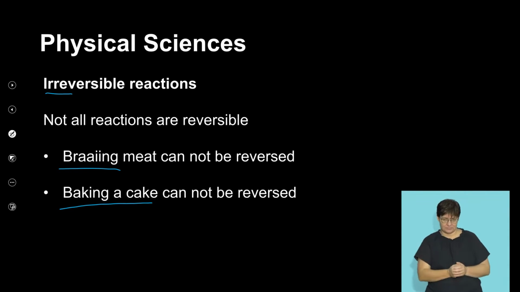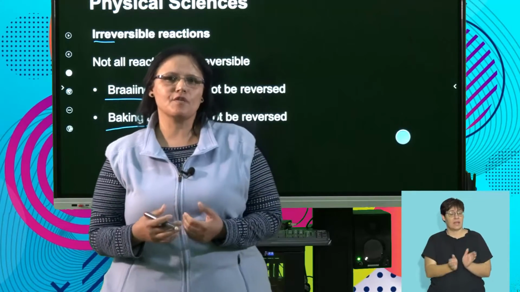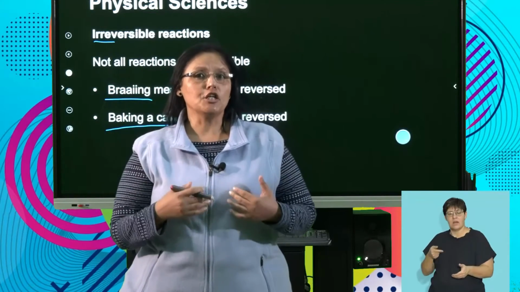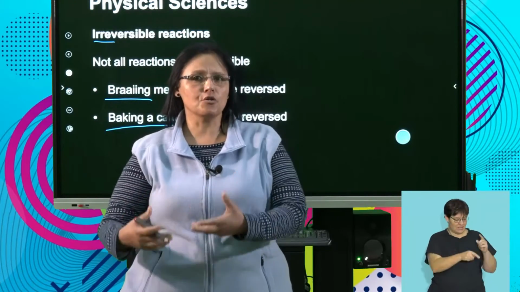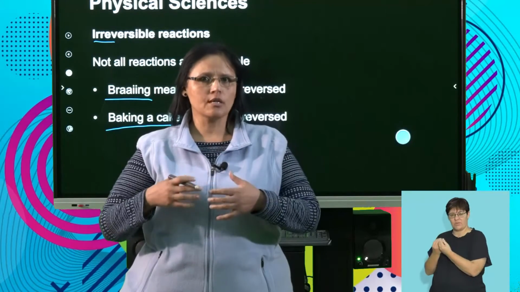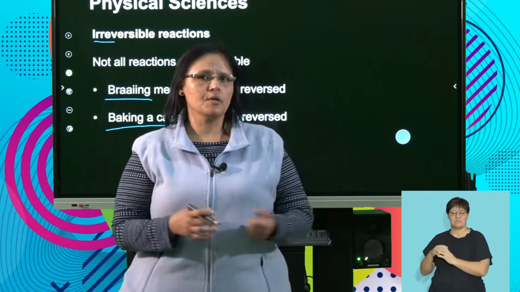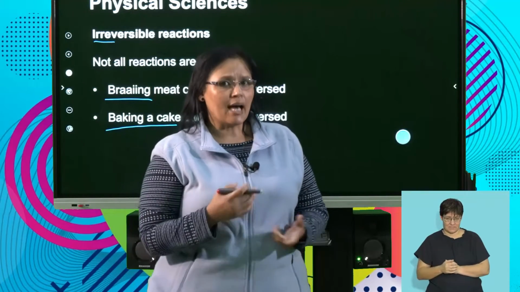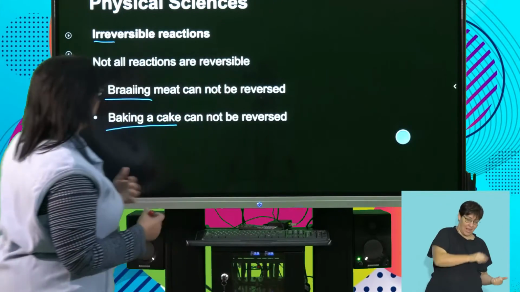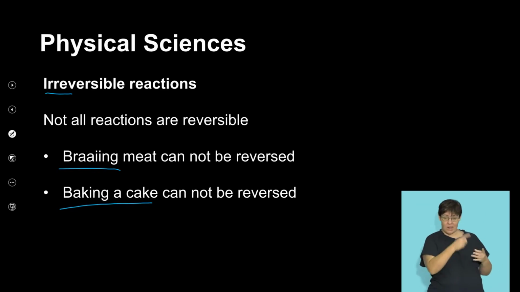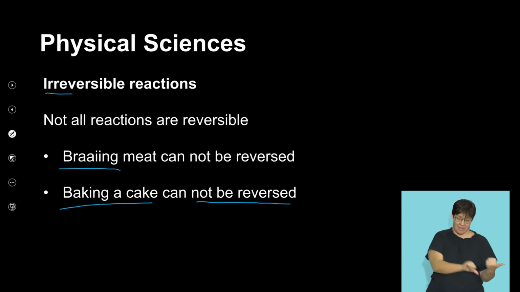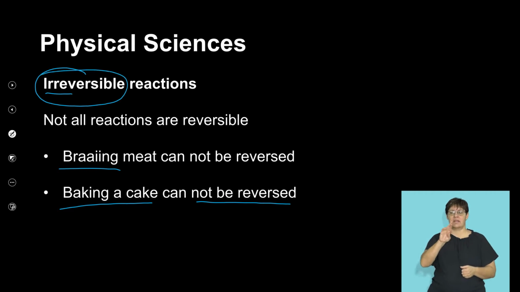Now, my question is, when that chocolate cake comes out of the oven, it's a new substance. It's a new product because all the reactants have now conformed into the product. Can we take that cake back to the flour and the eggs and the milk and the oil? No. Because we cannot reverse the reaction, we call it an irreversible reaction.